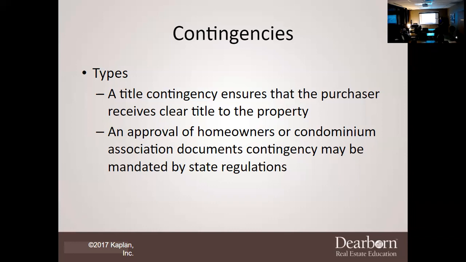So in that particular situation, when they do a title search, they don't look at just whether Wyatt has clear title, but whether there are any attachments that have been put on that title that he's not paid. Do you see how that works? Okay. So in that situation, a title contingency is going to ensure that you, the purchaser, are actually getting clear title to the property, not encumbered property, which means there's an attachment to the property. Does that make sense? Okay. Now, an approval of homeowners or condominium association documents contingency may be mandated by state regulations.